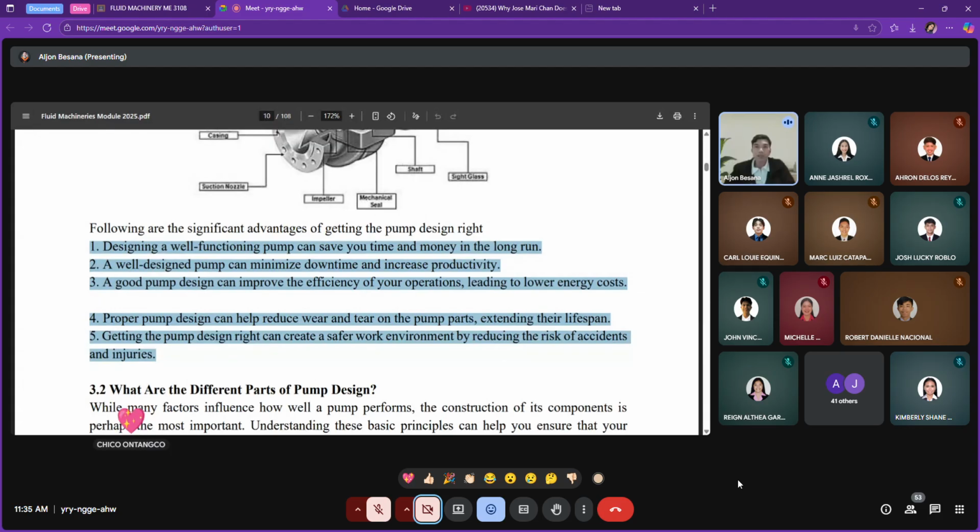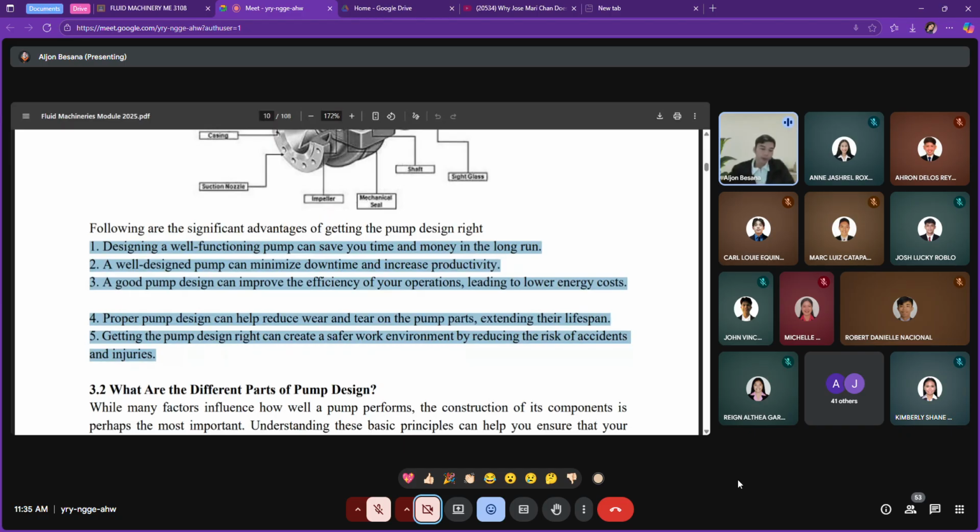Kasi kailangan meron kasalitan. For example, nagme-maintenance tayo, papalitan natin ng isang pump naman. Pag naman gagana, siguro every 3 hours, every 4 hours, palitan sila. Kasi yung pump natin, dahil siya ay rotating, dahil sa so much rotation, nag-create din siya ng heat at frictional energy na nakakasira sa mismo nating impeller. So proper pump design can help reduce wear and tear on the pump parts, extending their lifespan. Getting the pump design right can create a safer work environment by reducing the risk of accidents and injuries.